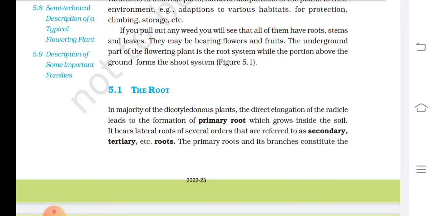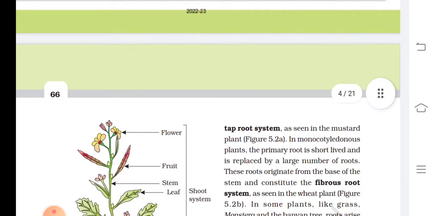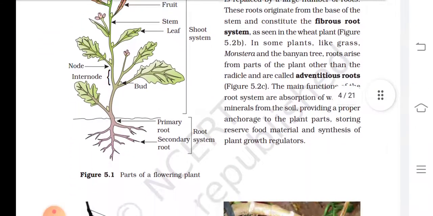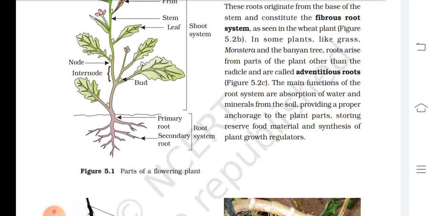5.1 The root. In the majority of dicotyledonous plants, the direct elongation of the radicle leads to the formation of the primary root, which grows inside the soil. It bears lateral roots of several orders that are referred to as secondary, tertiary, etc. roots. The primary root and its branches constitute the taproot system, as seen in the mustard plant, given in figure 5.2a. In monocotyledonous plants, the primary root is short-lived and is replaced by a large number of roots. These roots originate from the base of the stem and constitute the fibrous root system, as seen in the wheat plant, given in figure 5.2b.